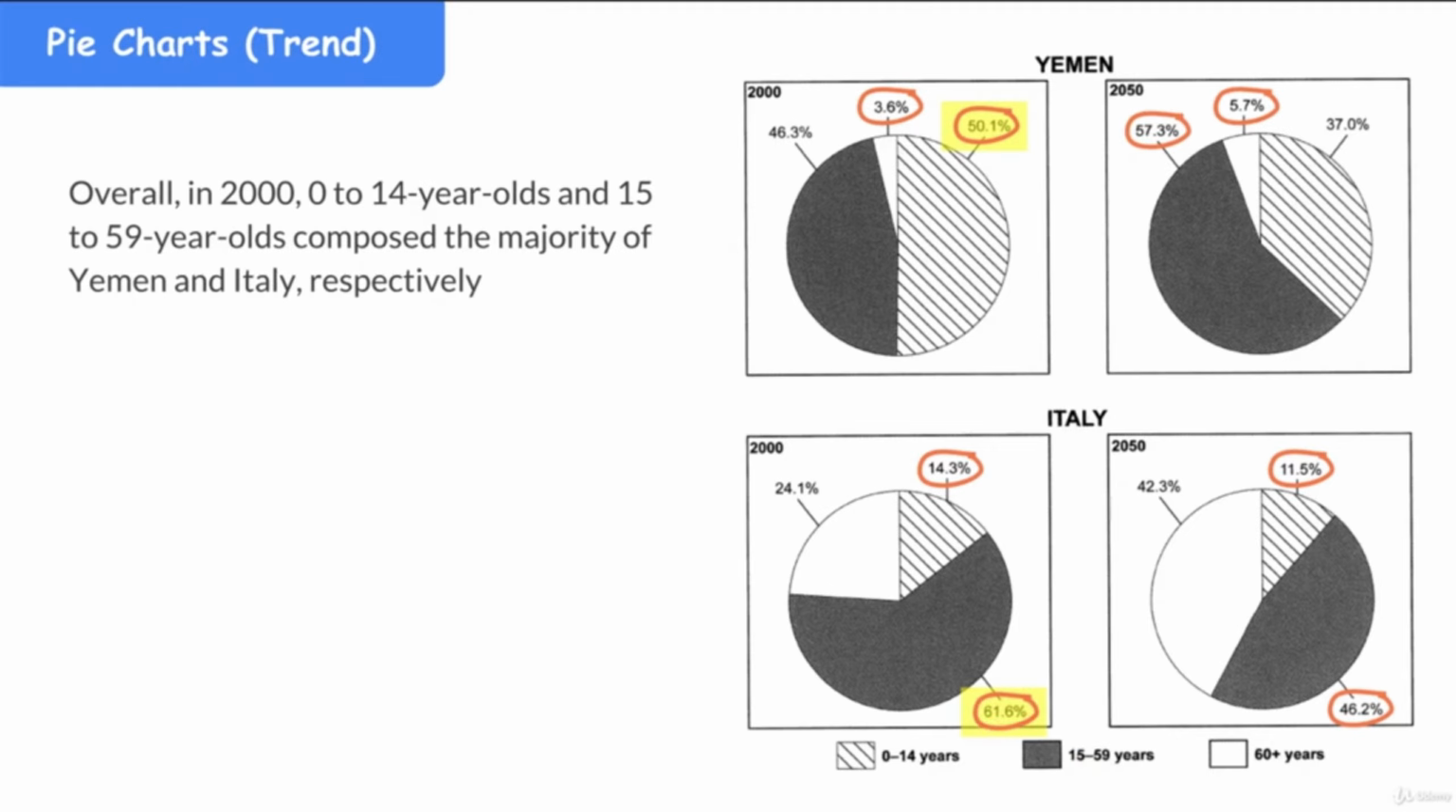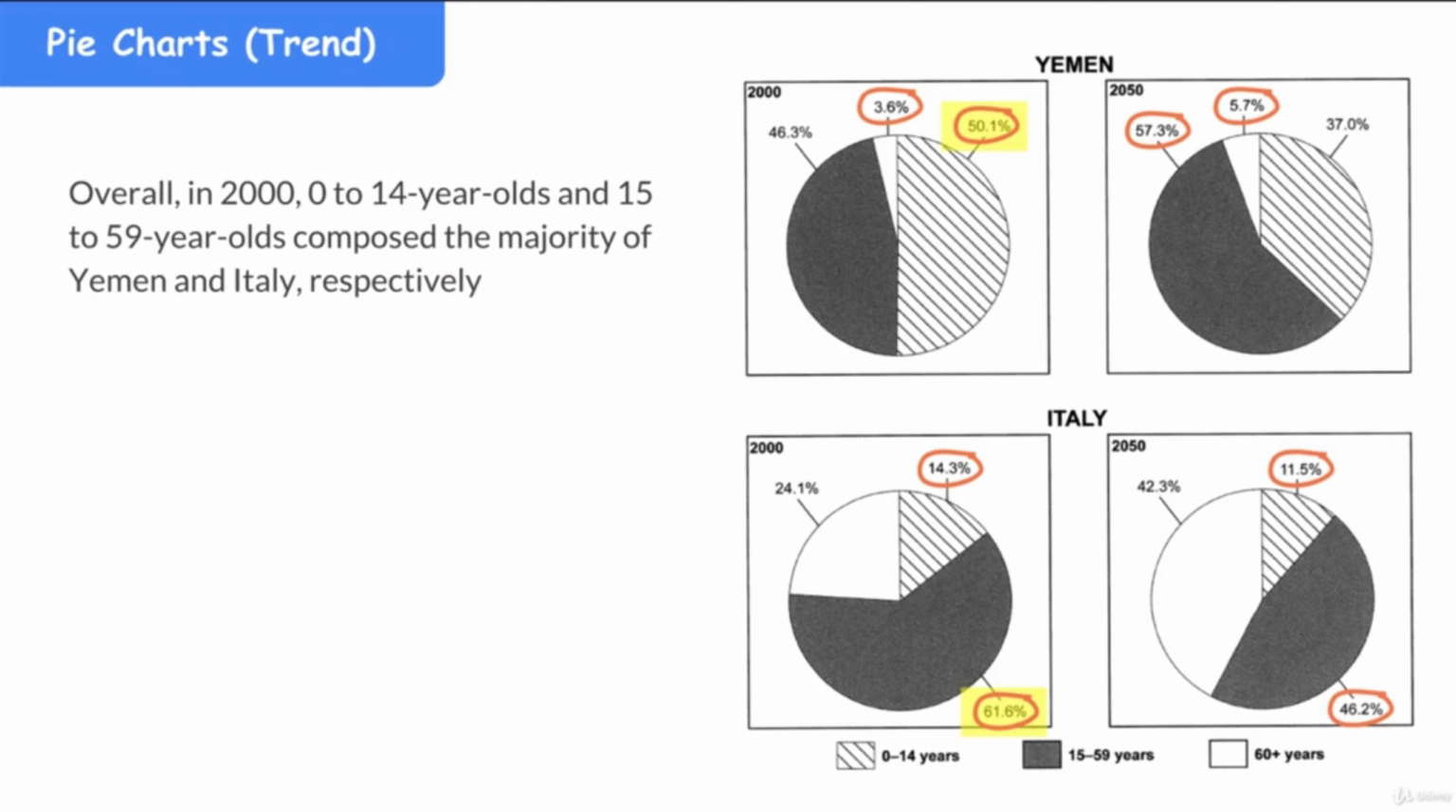So you may remember from our previous discussion, whenever we have the word respectively, it means that the part that comes before in the sentence and the part that comes after in the sentence directly correspond to each other. So this means that when we're talking about 0 to 14-year-olds, we're talking about Yemen. And when we're talking about 15 to 59-year-olds, we're talking about Italy. So that's how we use the word respectively.